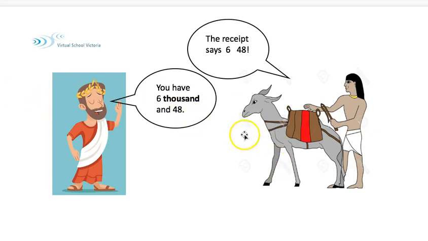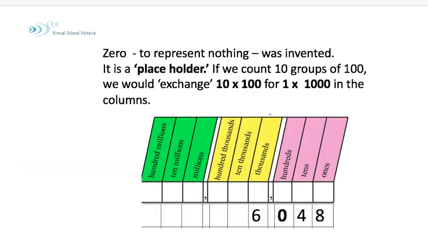Can you imagine people in ancient times trying to do trade and solve problems? This trader thinks that he's got 6,048, but without the 0, there is a bit of a confusion about what the number might be. Now, over time, a 0 became a placeholder, and it shows where there is nothing.